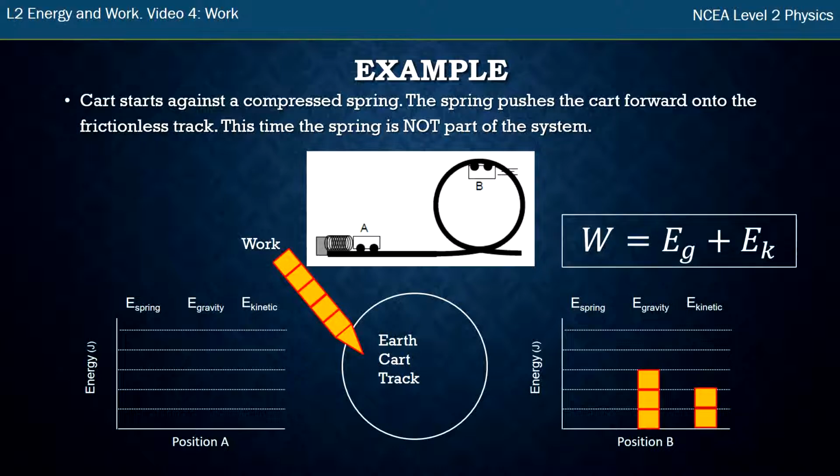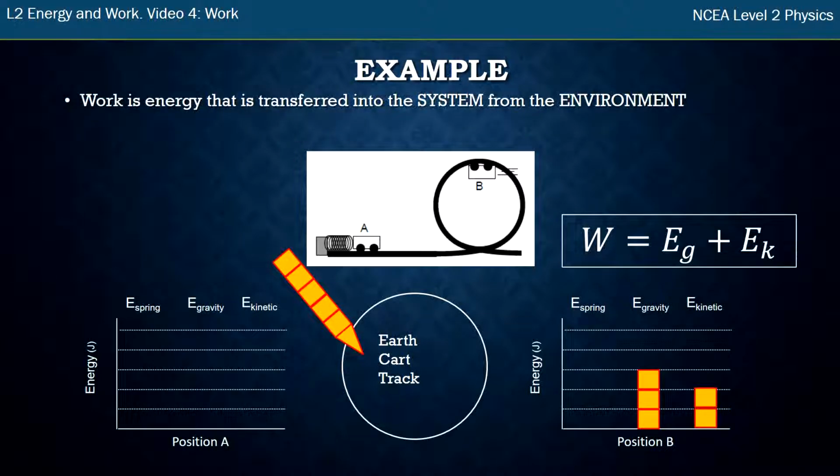And so then we can come up with our equation, and in this case, it's going to be work equals gravitational energy plus kinetic energy. So that's it. Work is energy that's transferred into the system from outside the system. And the official word we give in physics to anything outside the system is the environment. So it's transferred into the system from the environment.